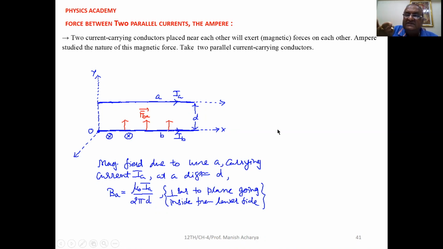Now we can say this thing. Here the situation is this one. The current carrying wire B is in the magnetic field produced by current carrying wire A. And previously we studied this thing. If any current carrying conductor is placed in the magnetic field, the force acts on it.